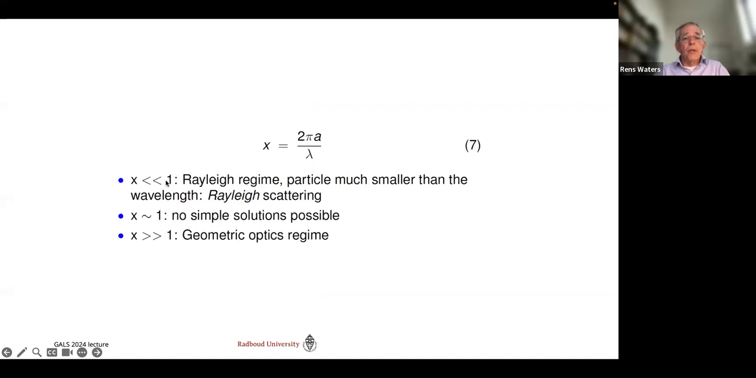If x is much smaller than 1, then we're in the Rayleigh regime, which means that the particle is much smaller than the wavelength, and so we have what people call Rayleigh scattering. For x about 1, so if the dust particle is roughly the size of the wavelength you're observing it at, then there are no simple solutions. You just have to do the math. And for x much larger than 1, you have the geometric optics regime.